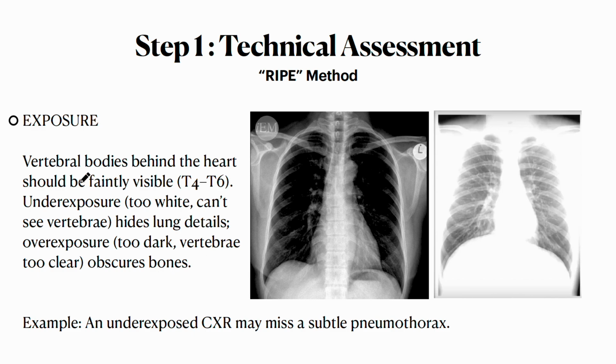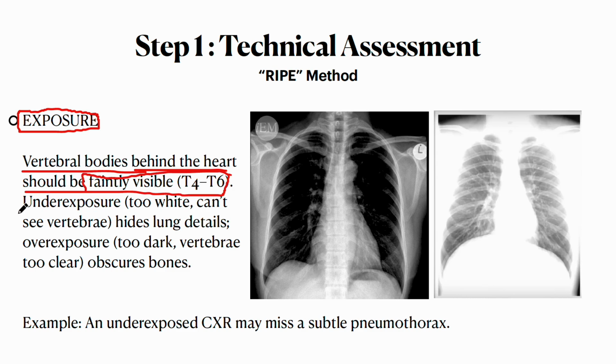So let's talk about the last step in technical assessment, that is exposure. We have to ensure that the X-ray is properly exposed, right? It should not be overexposed or underexposed. So how do we say if an X-ray is properly exposed? We have to count the vertebral bodies behind the heart, which should be very faintly visible, T4 to T6. That is an ideal exposure, right?